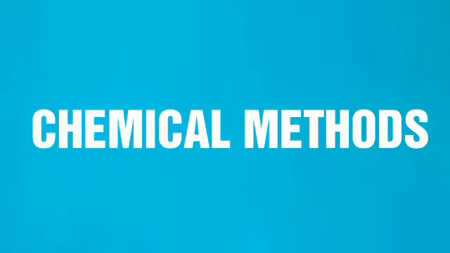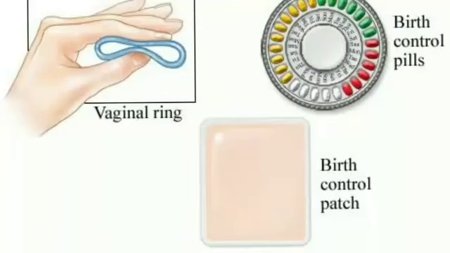Then we have chemical methods. These divide in hormonal methods. These use hormones that modify the development of the ovarian follicles and inhibit ovulation. They are 100% effective if used correctly. The disadvantage is that a woman could have life-threatening risk factors if she consumes them.